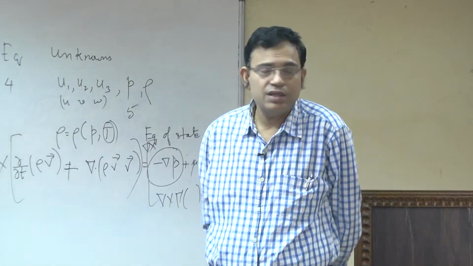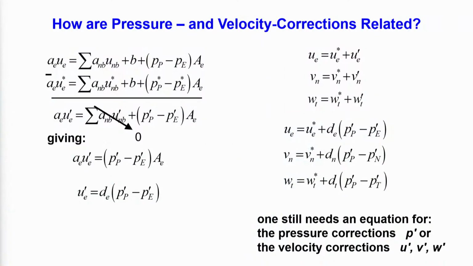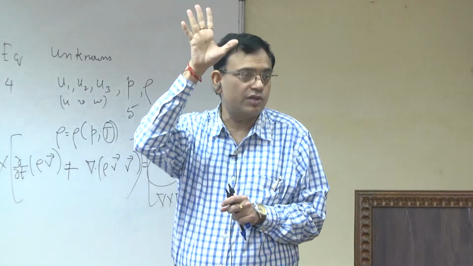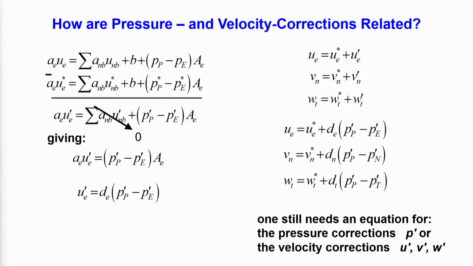If we are omitting that, then you have AE into UE dash equal to this. So, you can simplify: UE dash is equal to capital AE by small ae, which you give a new name d small e, into PP dash minus PE dash. You substitute that here, so you have UE equal to UE star plus this term. Now you have expressions for velocity in terms of pressure correction, and if you substitute this in the discretized form of the continuity equation, you will get a discretized equation on the pressure correction, and that is known as the pressure correction equation.